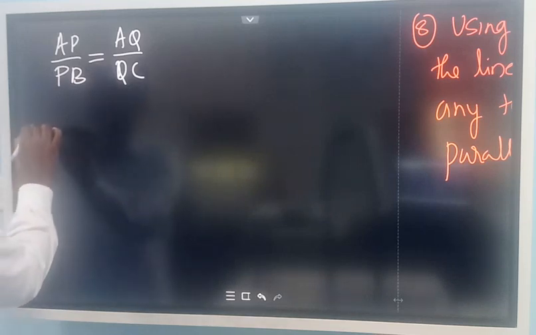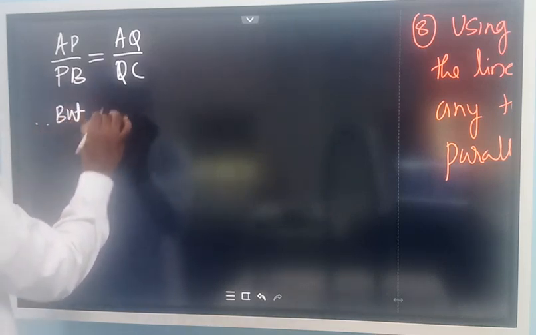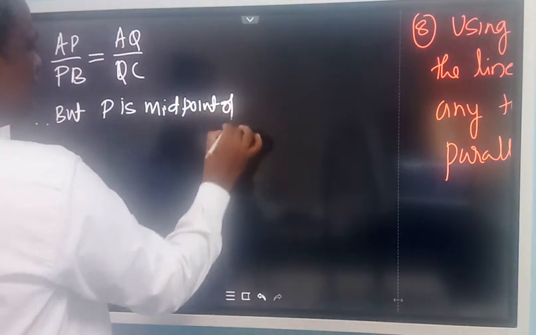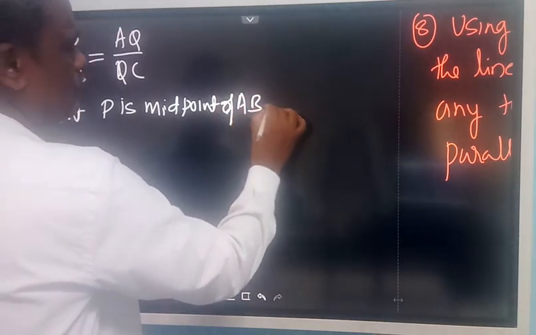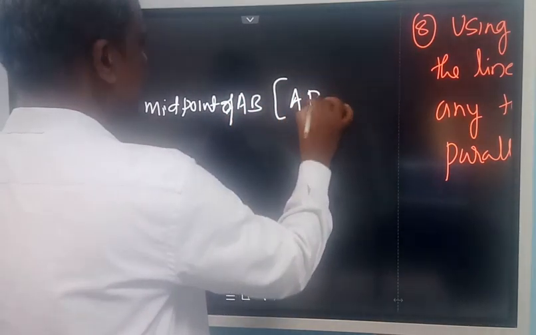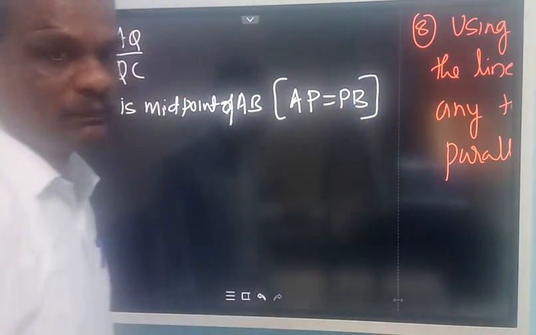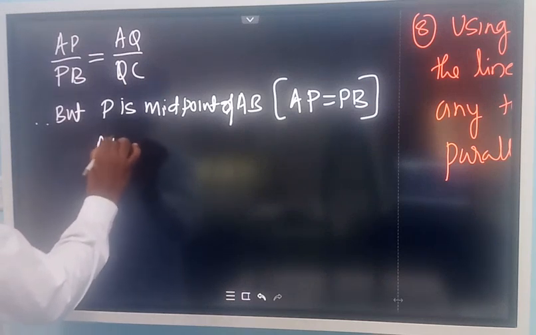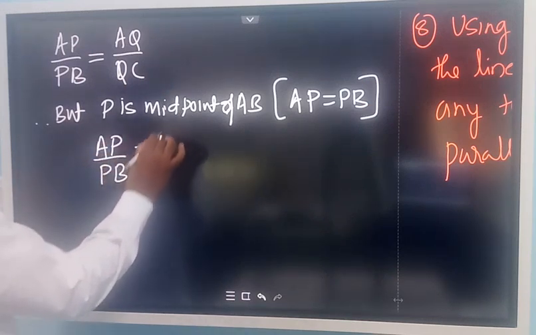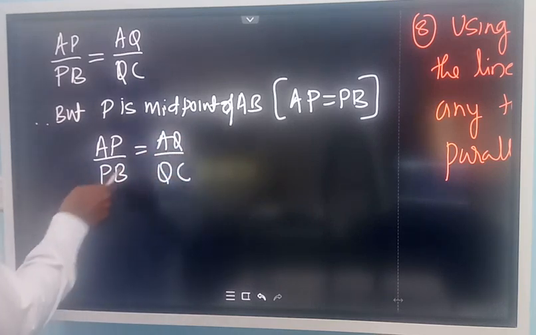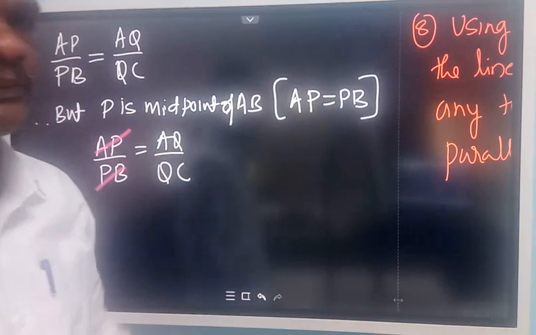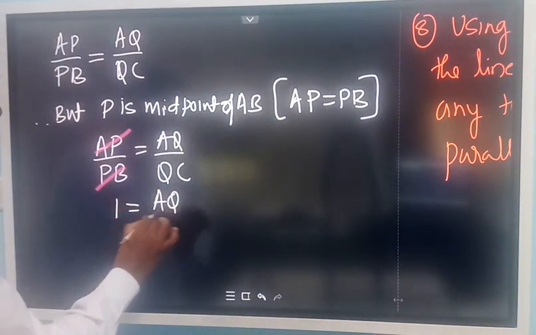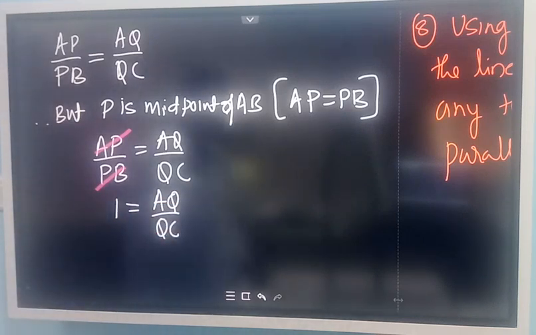Now, since P is midpoint of AB, therefore, I can write AP is equal to PB, isn't it? So if AP and PB are equal, look at this, what happens? AP by PB, these two cancel because they are equal. So then it will be equal to 1. 1 is equal to AQ by QC.